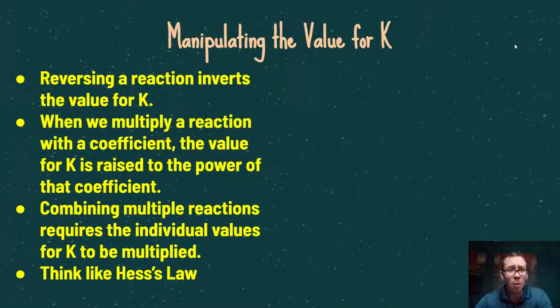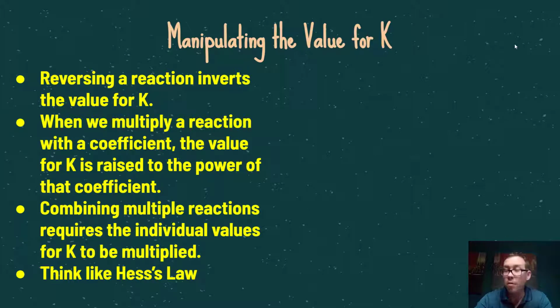Think back to Hess's law, where we combined a bunch of smaller chemical reactions in order to get the delta H of the reaction for a much larger chemical equation. Well, we can do the same thing for the values for K. We need to make sure that we understand the ability to manipulate those values for K as well.